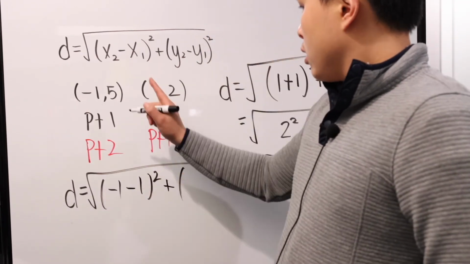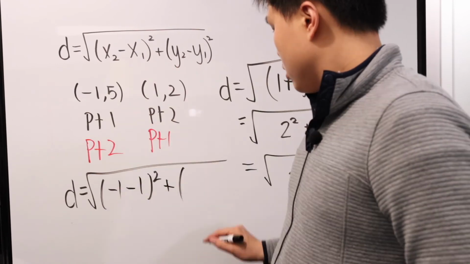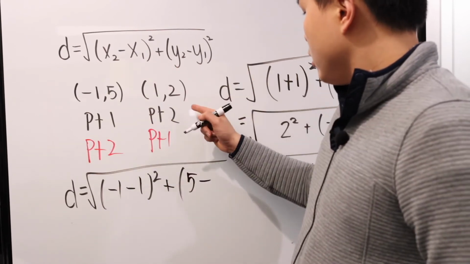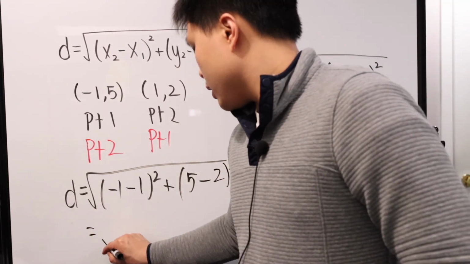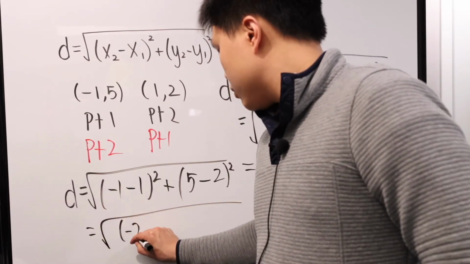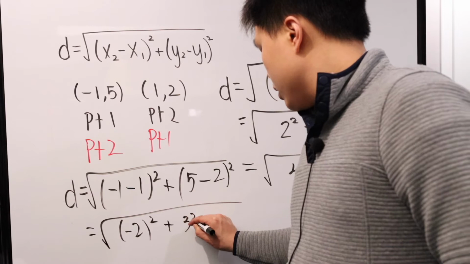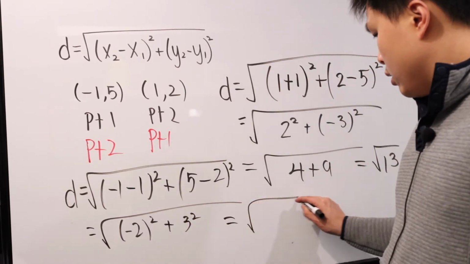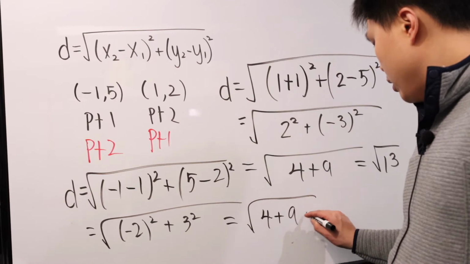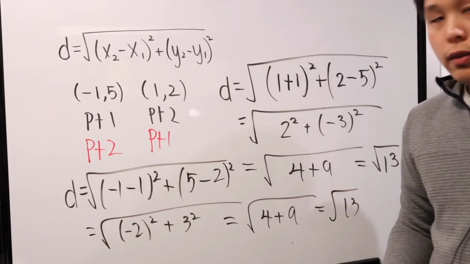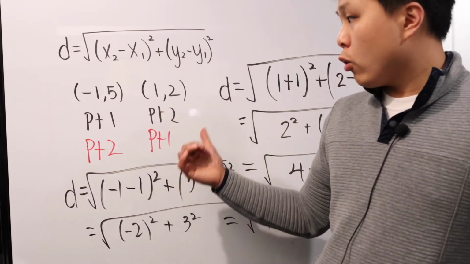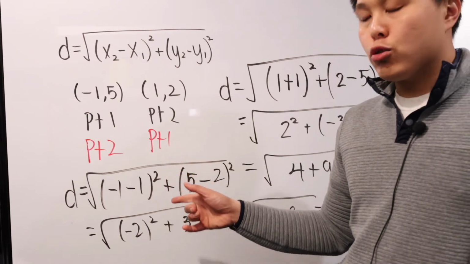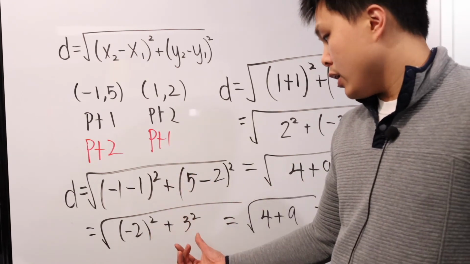Plus, and what is it? Y2, it's going to be 5 minus y1, it's going to be 2 squared. Notice that it doesn't really matter, because that's just going to be the square root of negative 2 squared plus 3 squared, which if we simplify it, 4 plus 9, which is the square root of 13 still. So hopefully this at least demonstrates that it doesn't matter which one you choose as point 1 or point 2. The square inside the square root cancels out the whole negative variations of it. The end result is still going to be the same.